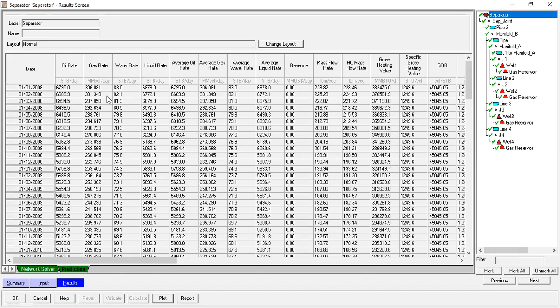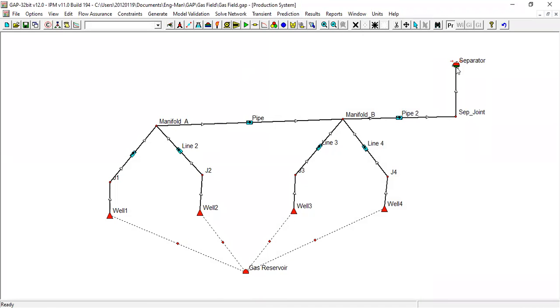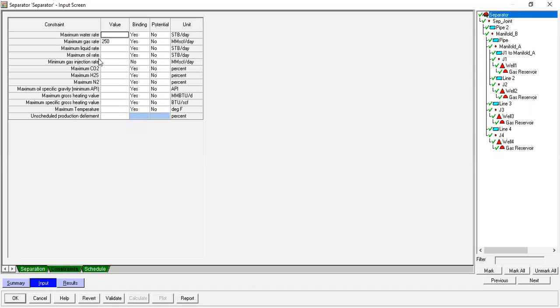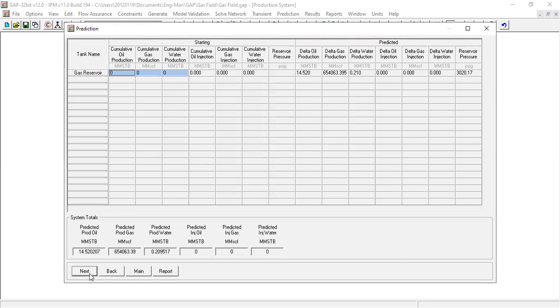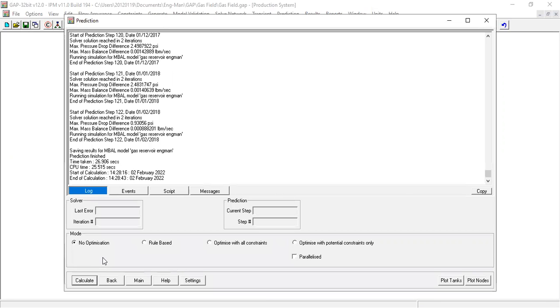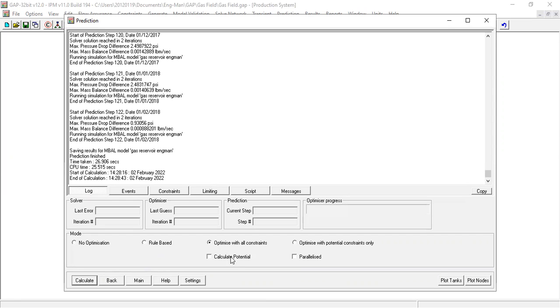Okay. Yeah, you can see we still cannot keep the maximum flow rate of 250. Here we achieve 300, although we said earlier that the maximum flow rate we will allow is only 250. So yeah, we can do the separator again, for example, change the input here, or we can do prediction. Next. But now we will use either rule-based, we can try, or optimize with all constraints.